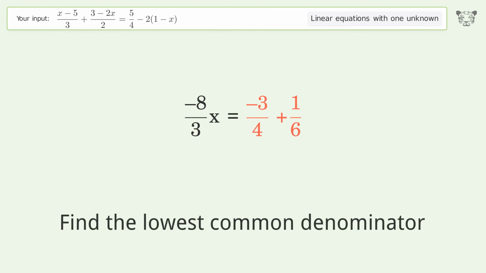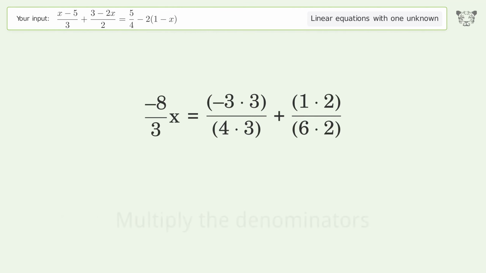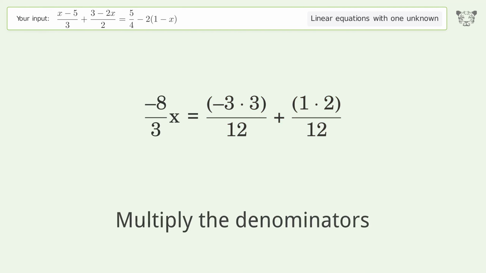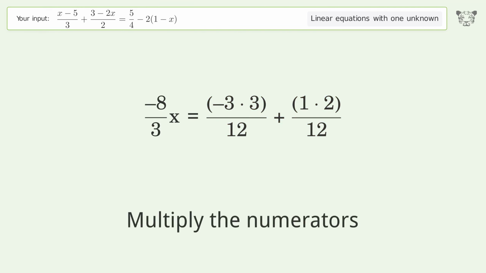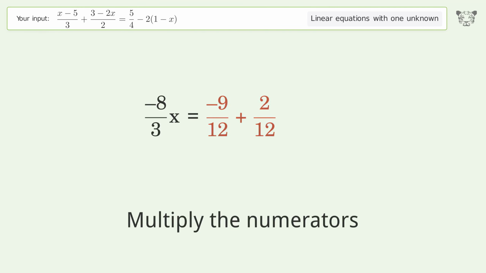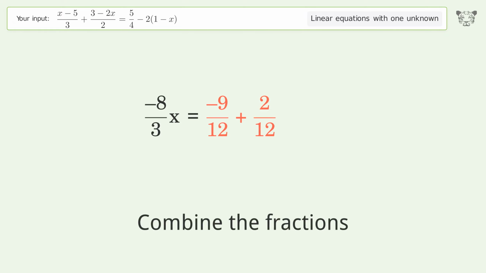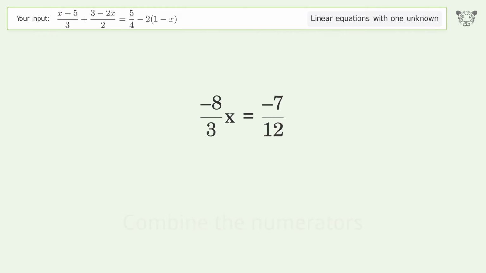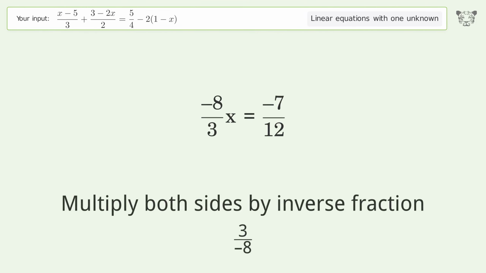Find the lowest common denominator. Multiply the denominators. Multiply the numerators. Combine the fractions. Combine the numerators. Isolate the x. Multiply both sides by inverse fraction 3/8.